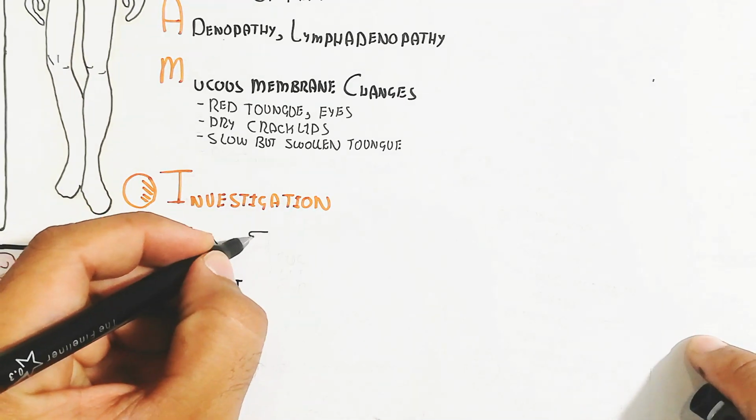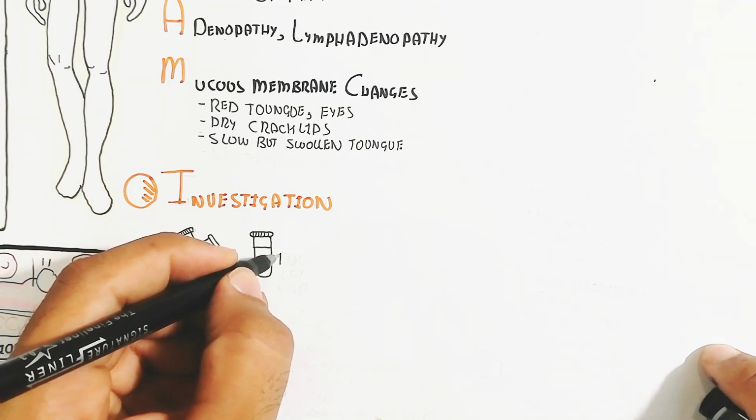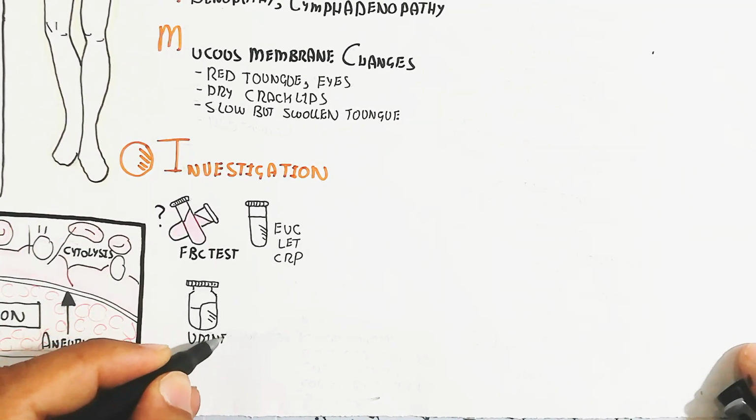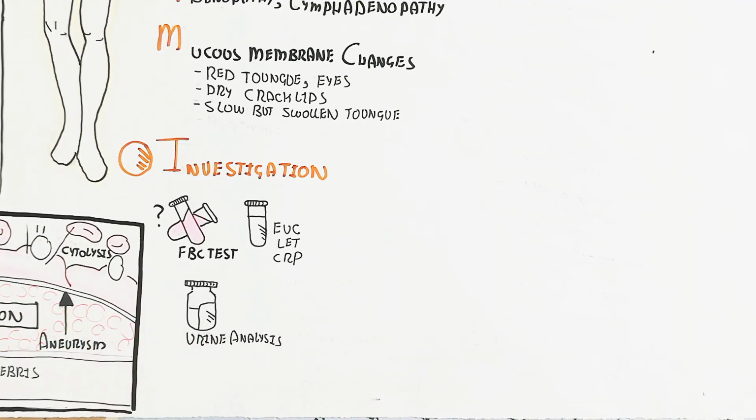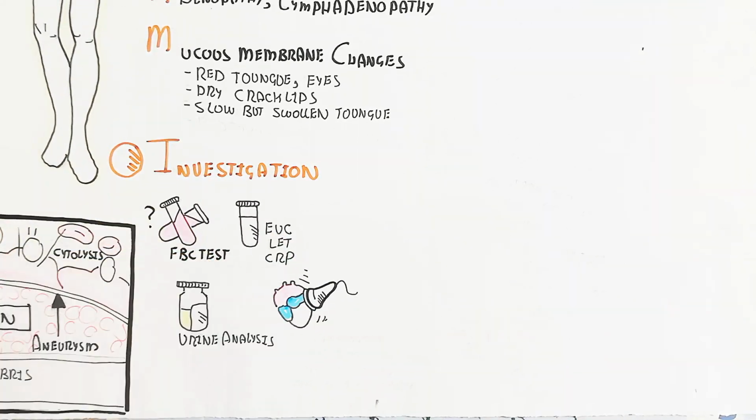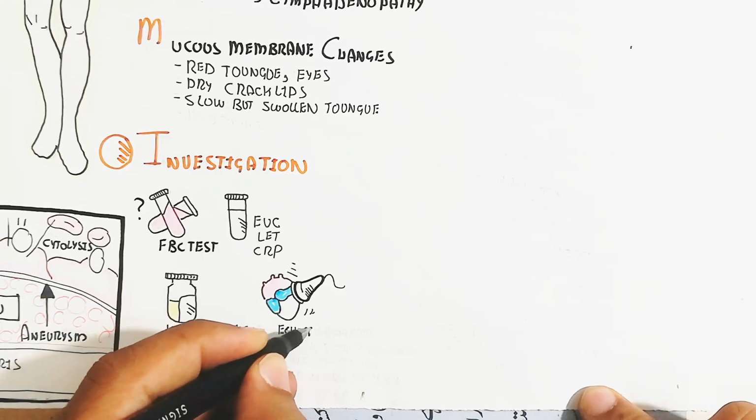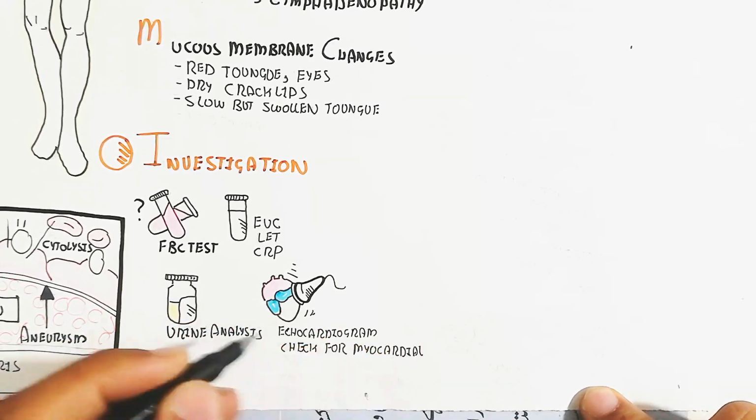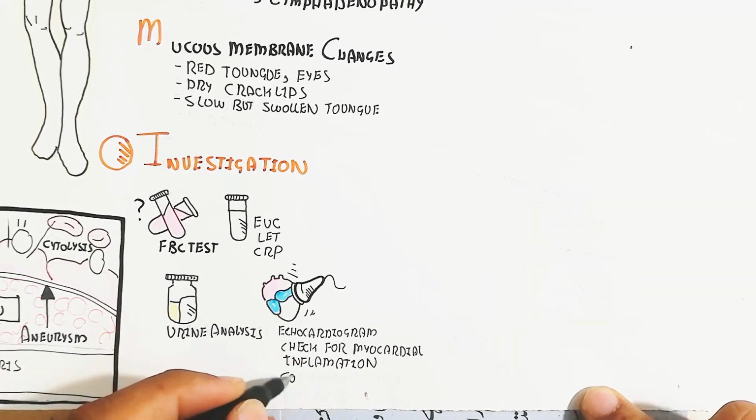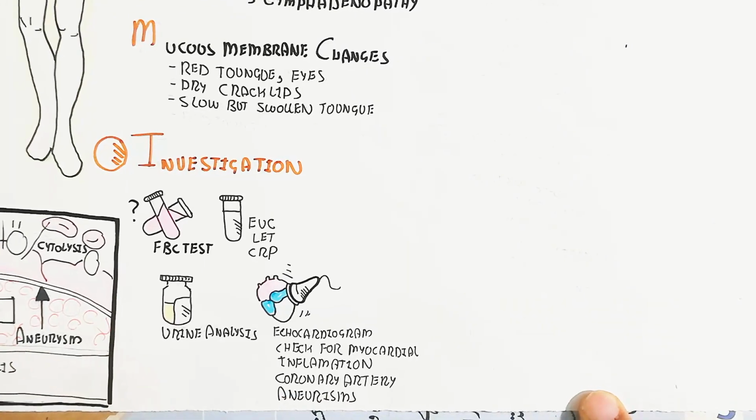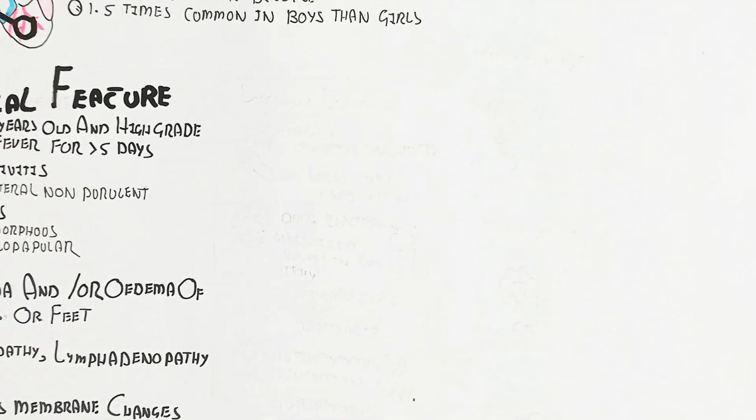Investigations are the full blood count test, EUC test, LFT test, CRP, and urine analysis. On the other hand, echocardiogram to check for myocardial inflammation, coronary artery, and aneurysm. If an aneurysm occurs, we can identify it through echocardiogram, or it can be diagnosed by biopsy. Anyhow, let's understand the different diagnoses.